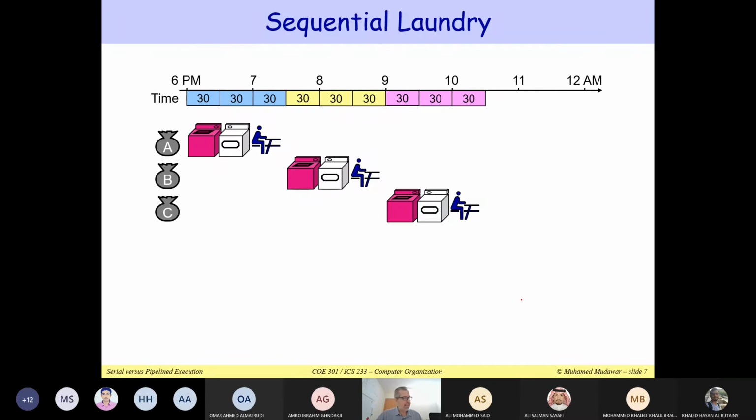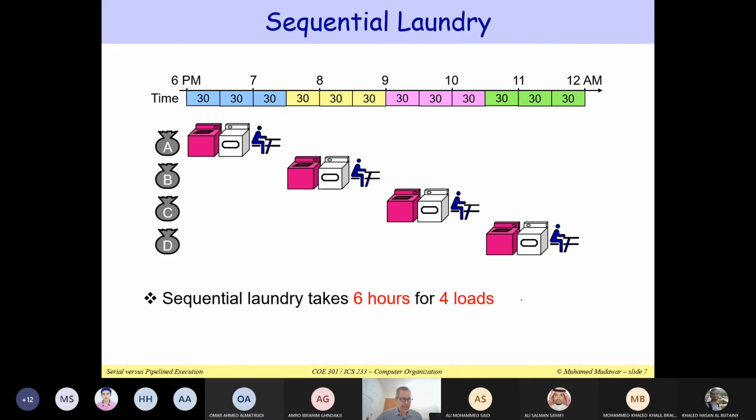Then C, I will start at 9 p.m. I will finish at 10:30. And then I will start D at 10:30 and I will finish by 12 midnight. So the total execution time is 6 hours for 4 loads. Very simple. It takes 6 hours because it takes 90 minutes to wash, to dry, and to fold, multiplied by 4 loads. So this took 6 hours.